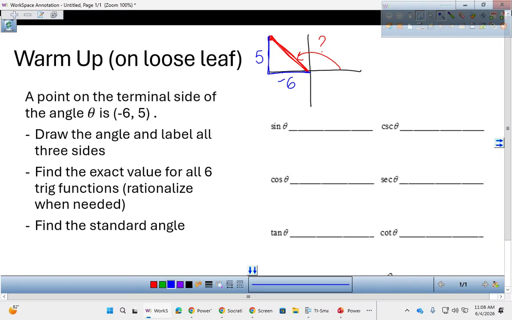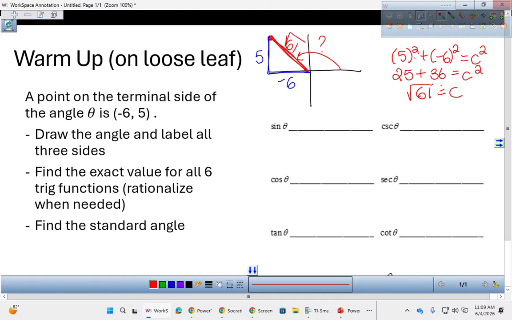Then I need to find the hypotenuse of the triangle. I'm going to use the Pythagorean theorem for that. So I'm going to do 5 squared plus -6 squared equals c squared. So 25 plus 36. You get 61.